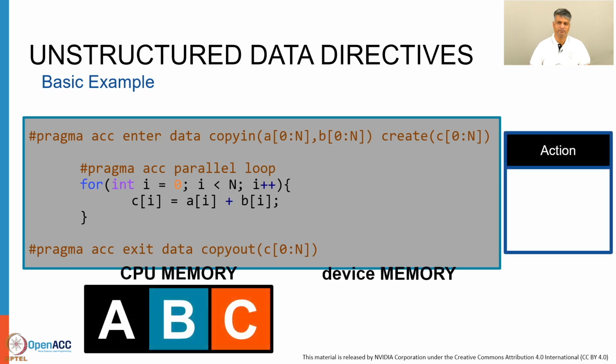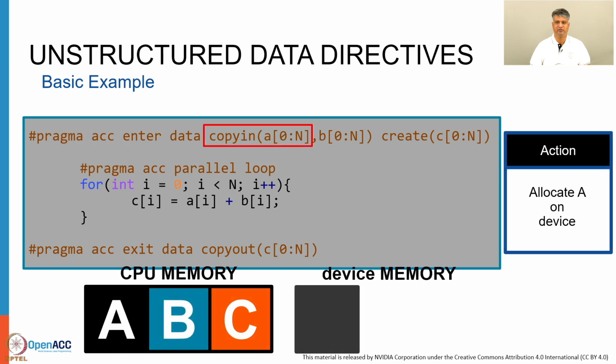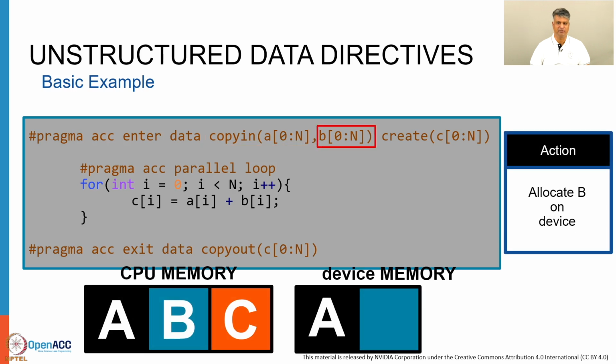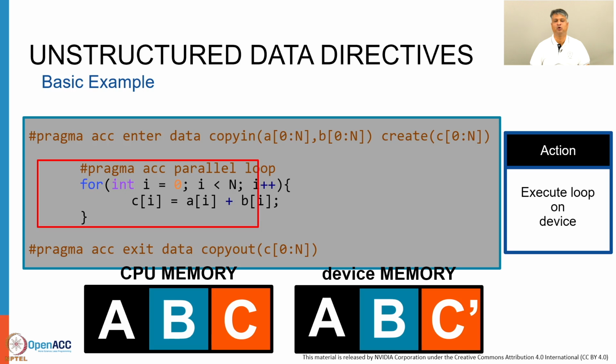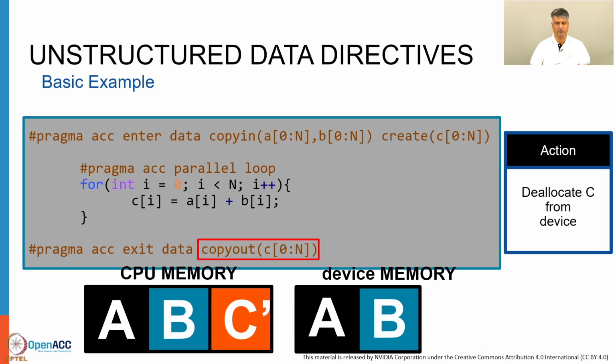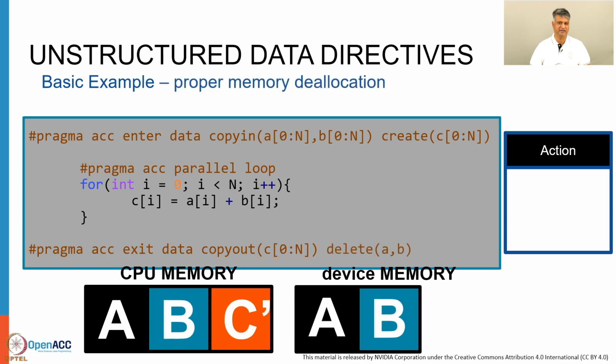What will be the action? The first action would be allocate A on device, copy A from CPU to device, allocate B on device, copy B from CPU to device, allocate C on device, then execute the loop on the device, copy C from the device to the CPU, deallocate C from device, and that's it.